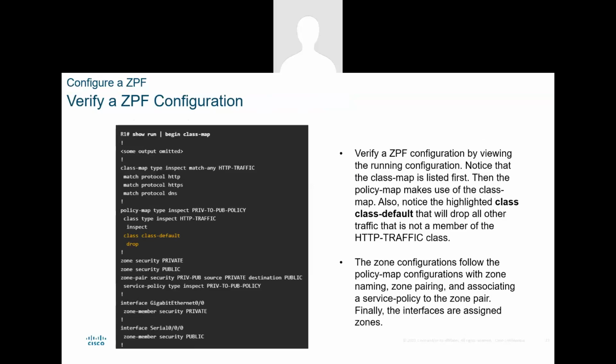Now, when we configure this, the next step is to verify the configuration to ensure the policies are applied correctly. Some key commands for verification: you want to view the running configuration, so you'd use show running-config, or show run. This displays the configured security zones, zone pairs, and policy maps. In here, you want to check the security zones and assigned interfaces. You would use the show zone security command.